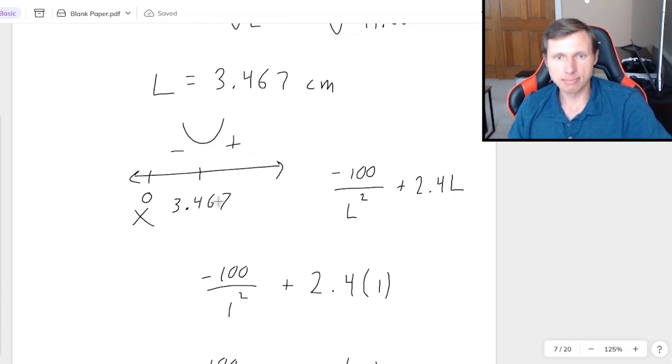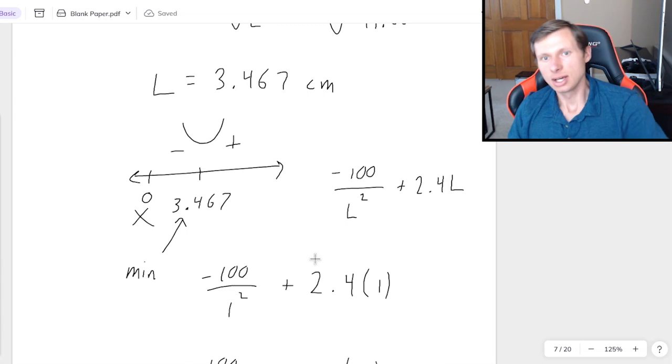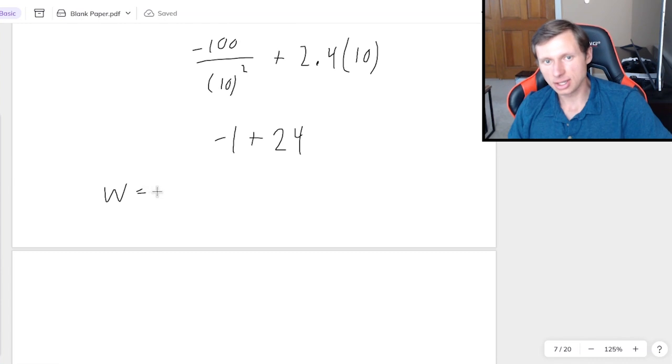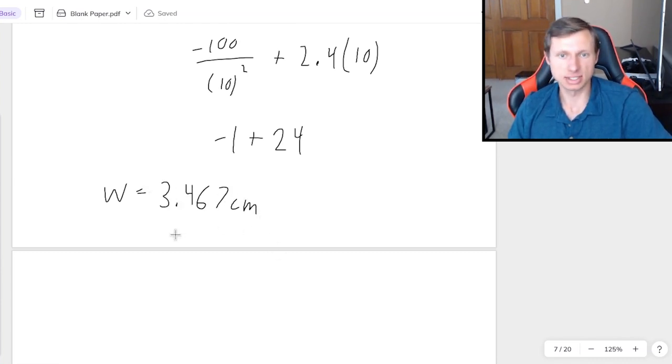Looks like we are getting a minimum here for the length. Did we want a minimum? Yes, because we wanted the minimum cost. So length is going to be 3.467 centimeters. We know the width is also 3.467 centimeters because it's a square base.